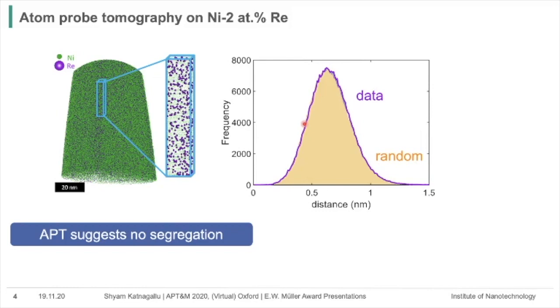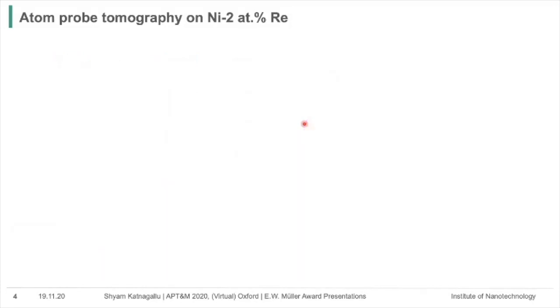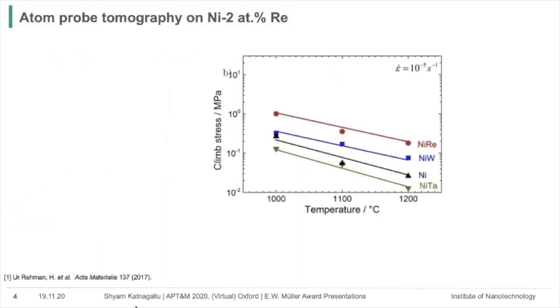So this is very surprising because, as I said in this previous study, there were some mechanical studies which showed that actually the nickel rhenium binary alloy, the same binary alloy, shows improved mechanical properties compared to pure nickel. So this definitely suggests that rhenium should be interacting with these defects in some sense. However, we do not see this from atom probe tomography. So what could be happening?